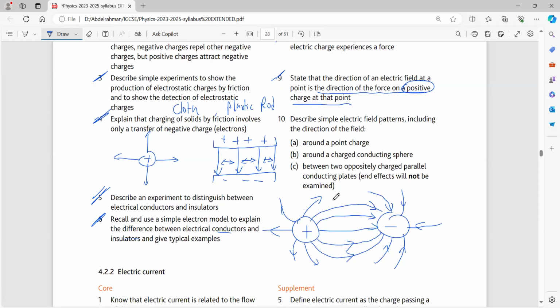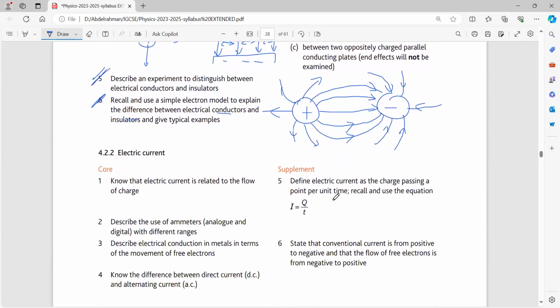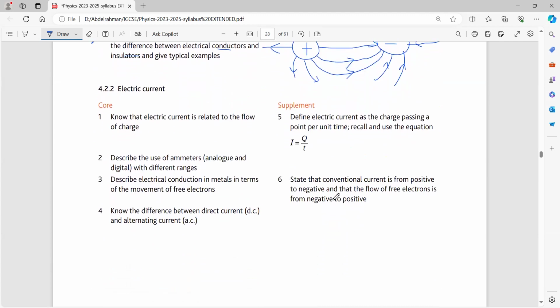Okay. Any questions? Okay. Okay. It was one of the easier lessons we had throughout the syllabus, I think. Moving on to the electric current.